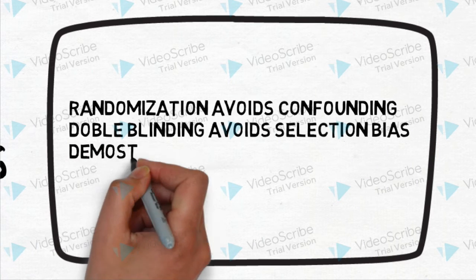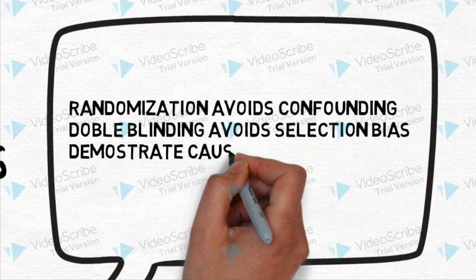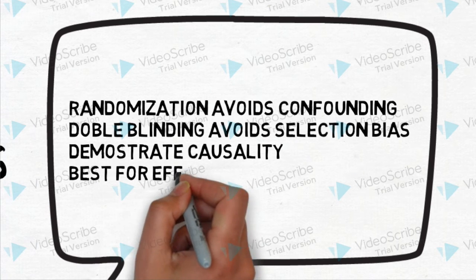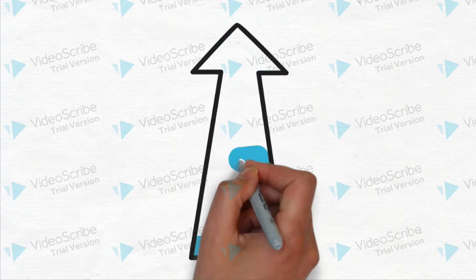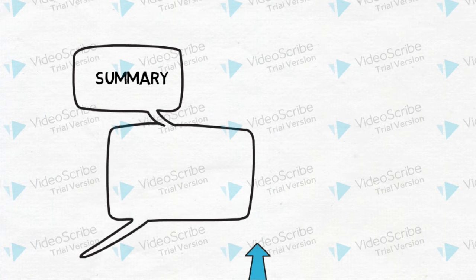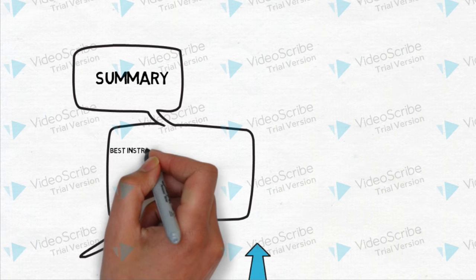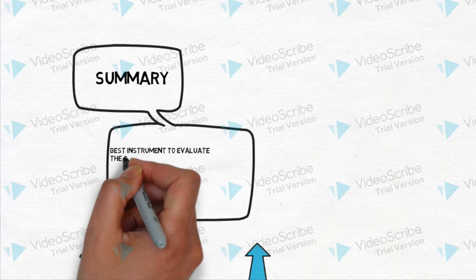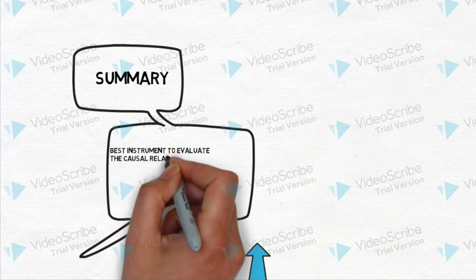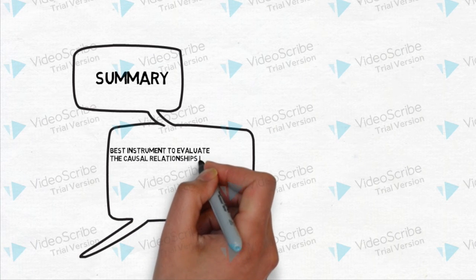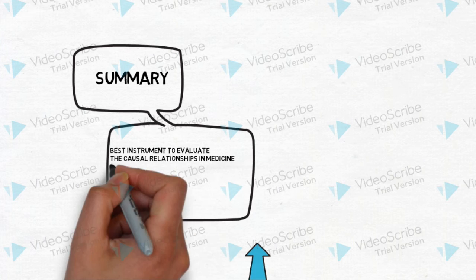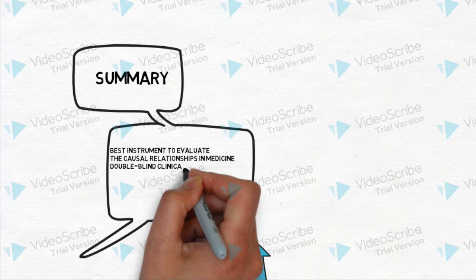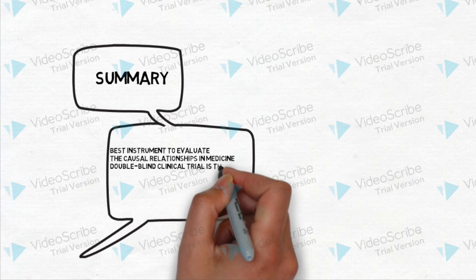Summary. The clinical trial is the best instrument to evaluate the causal relationships in medicine. They produce high-quality evidence. The randomized, controlled, and double-blind clinical trial is the paradigm of clinical research in humans. It has provided important knowledge in the field of therapeutics and public health. It adheres to important legal regulation as a result of its ethical implications.